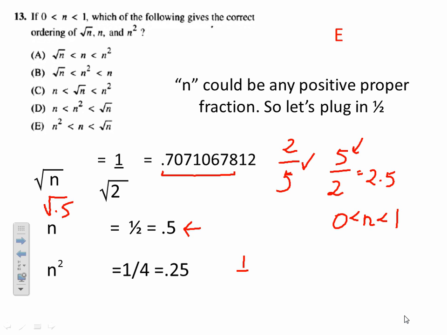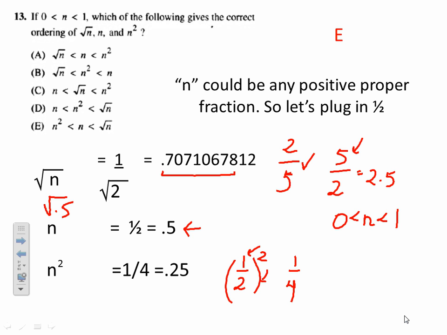N squared would give you 1/4, and that is 0.25. So now you just have to see which of these answer choices is true given the values that you have for n, square root of n, and n squared.